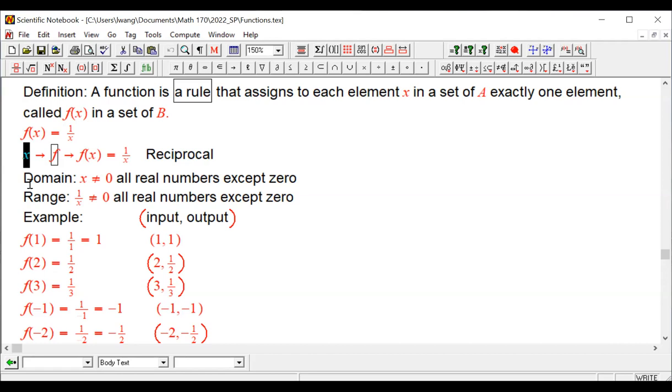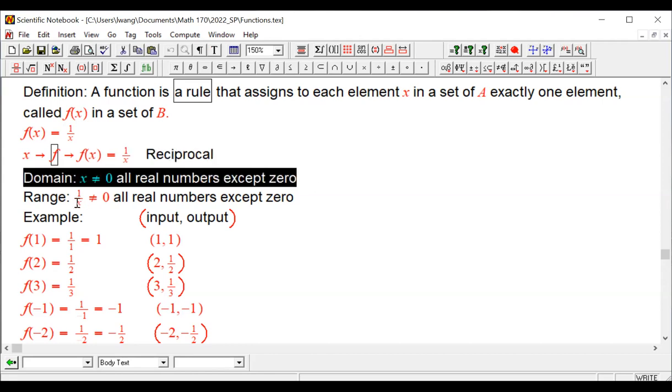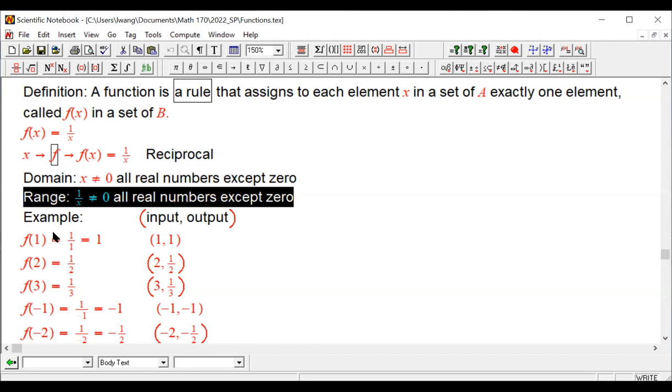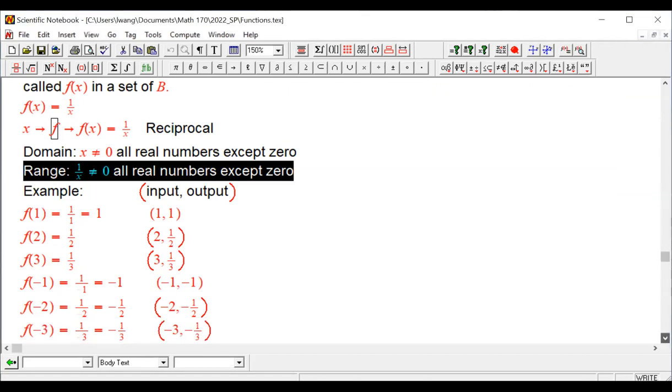Excuse me. So the domain is easy to determine. Range is a little bit more difficult, but I'm giving you some examples. I'm going to give you some examples and make a table. So you're going to see some cases. Hopefully that will enhance your understanding.